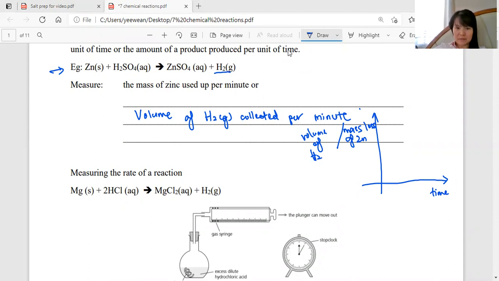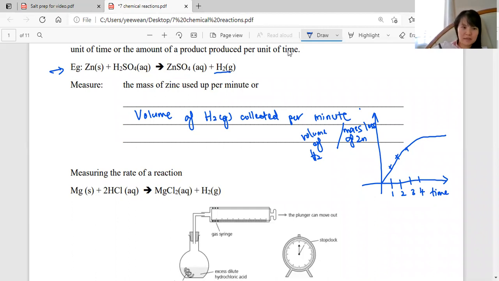We take out the zinc and measure the mass per unit time. So maybe every minute, we will take out the zinc to measure its mass and calculate its mass loss. Over time, we'll find that the mass loss increases, or we can see that the volume of H2 increases. At some point, when the limiting reagent runs out, we'll see that the curve or the graph becomes flattened here.